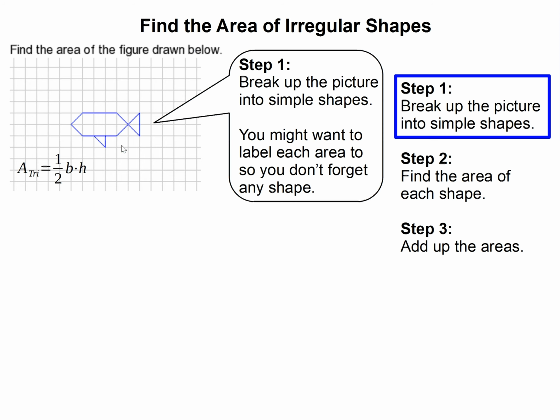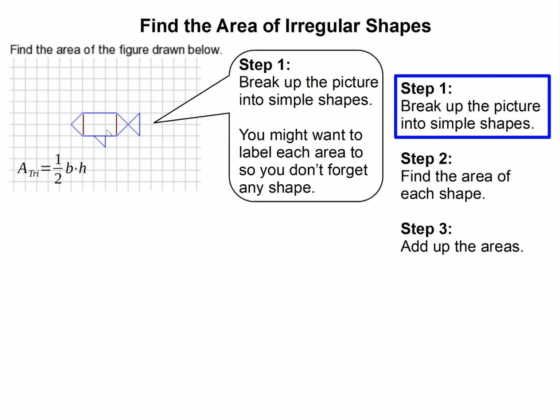When I looked at it, I noticed if I draw lines here and here, now I just have rectangles and triangles, right? I also put this equation here for the area of a triangle because there are triangles in it, just as a reminder. This was not actually part of the given problem.